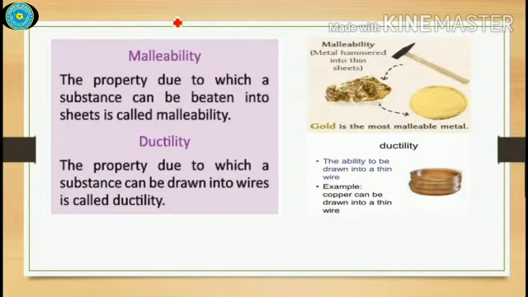Malleability. Malleability means the property due to which a substance can be beaten into sheets is called malleability. That is, the gold bar can be hammered into thin sheets like this is called malleability. Ductility. The property due to which a substance can be drawn into wires is called ductility. Here you can see a copper can be drawn into thin wires. These are the most important properties of metals.